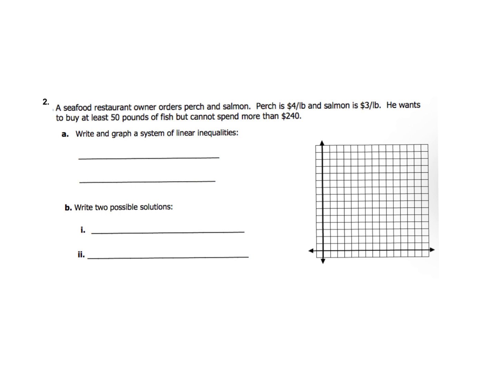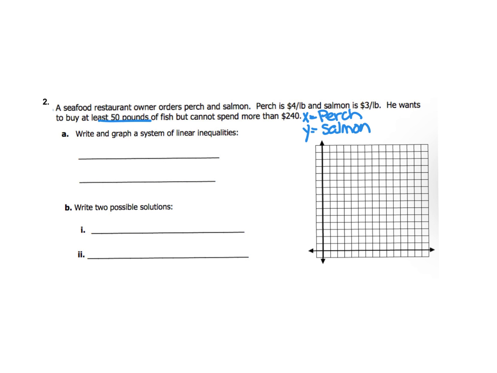All right, so our last one says a seafood restaurant owner orders perch and salmon. Perch is $4 per pound and salmon is $3 per pound. He wants to buy at least 50 pounds of fish, but cannot spend more than $240. So we've got the two types of fish. X is going to be equal to the perch, and our Y can be the salmon.